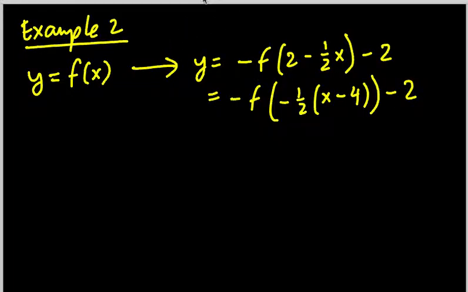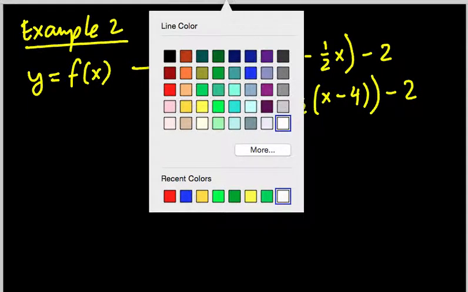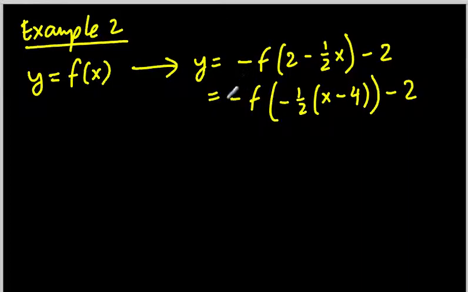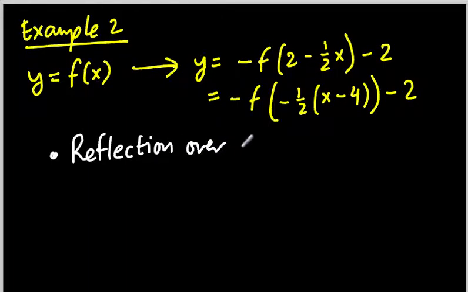So now that we've done this, let's list the transformations. Clearly we can see a negative on the outside of the f and inside of the f. So that's a reflection on both the x and y axes. I'm just going to write them in one sentence: reflection over the x and y axes. I wrote over, but you could write across. It really doesn't make a difference.